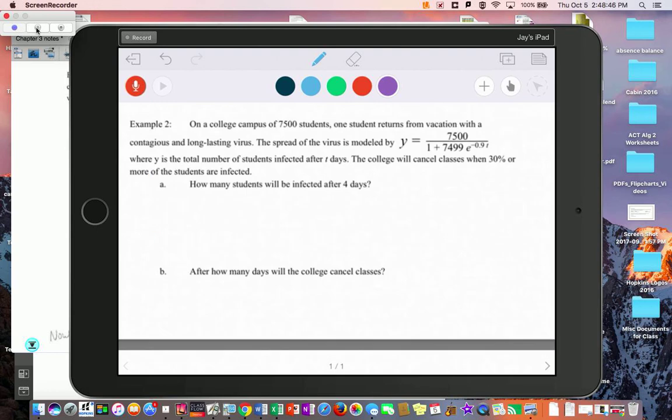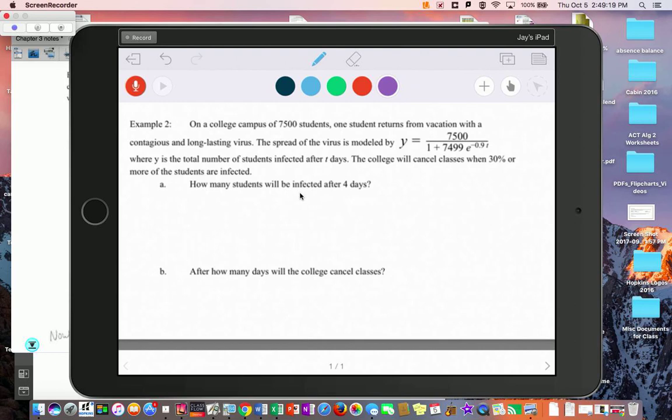On this next problem, they're talking about a college campus that has 7,500 students. One student returns from vacation with a contagious and long-lasting virus. The spread of the virus is modeled by this equation. That's one of the models from the very beginning. We don't have to know what it is or what it looks like, we just have to be able to work with it and solve it. Y is the number of students infected after T days. The college will cancel classes when 30% or more of the students are infected. Right now it says how many students will be infected after 4 days.